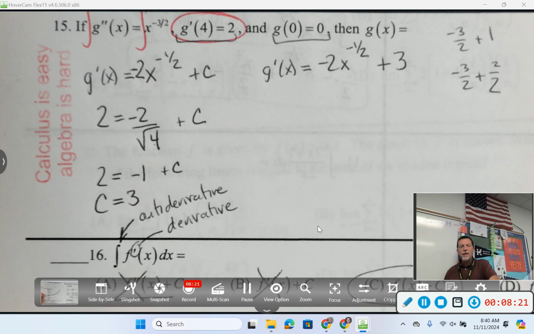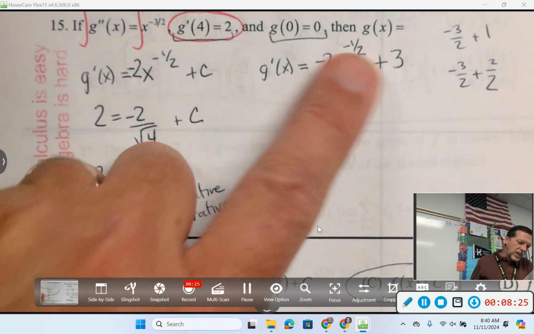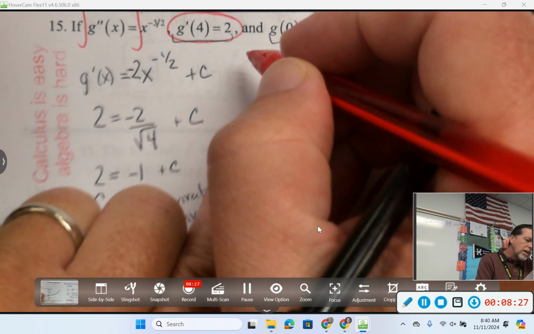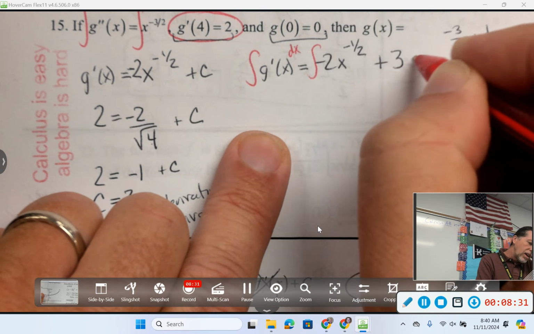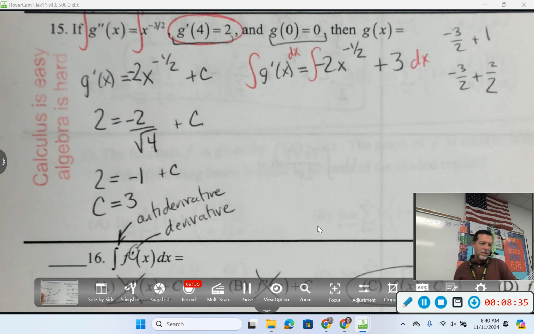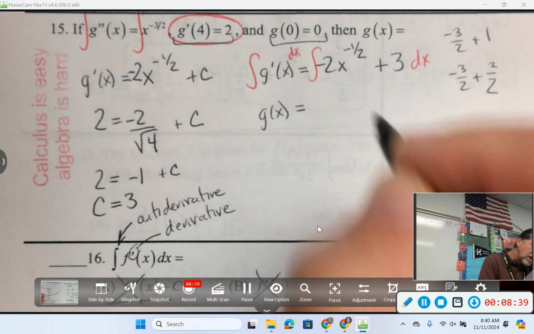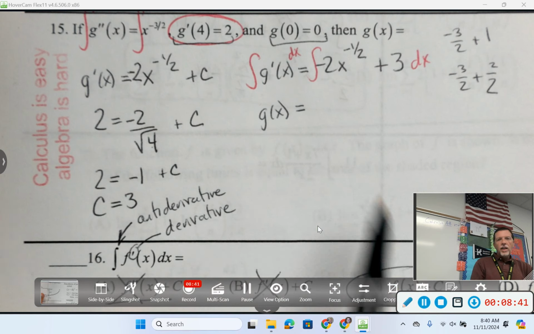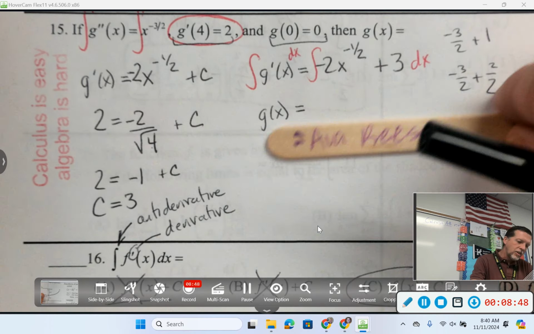Okay, halfway home. We need to do all that same process again because we want to get back to G, and I'm only at G prime, so I need to do an antiderivative of both sides because the antiderivative of a derivative gets me back to G. And then, let's see, who do we trust with fractions? Trust Ava with fractions.